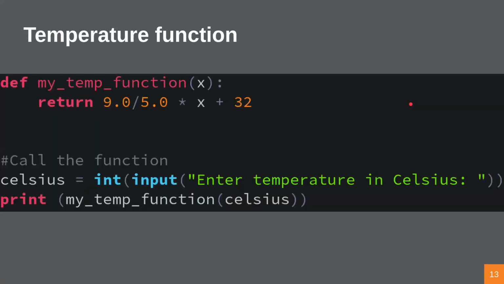Okay, so here is a temperature function that I've created. So it's called myTemp function, and it's got one formal parameter. Okay, so we could send in an argument, which will be known as x. And then x is substituted into this calculation here. And the function will return whatever the result of this calculation is. And then to call the function, we just call myTemp function, okay, and we send in a value. And we're going to send in a value that we get from Celsius.